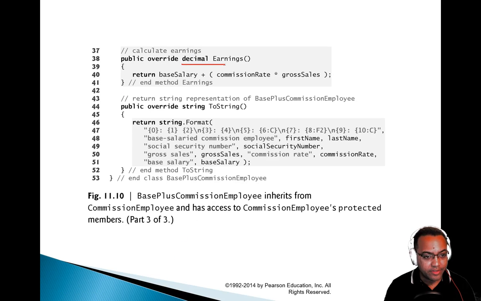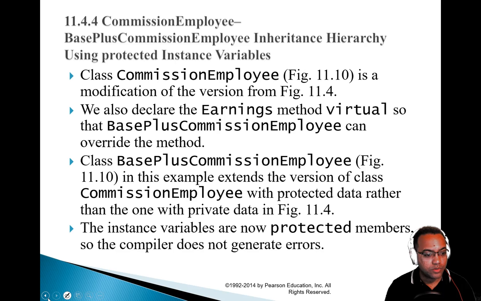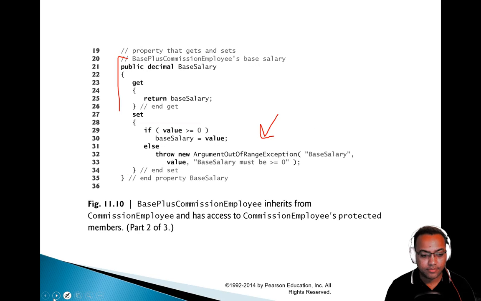Then we override the earnings to add base salary, and we override the string because we wanted to add base salary to the string. Oh, was that the wrong one? Interesting. Oh, well, I guess they didn't show us commission employee. I wonder why not. Okay.